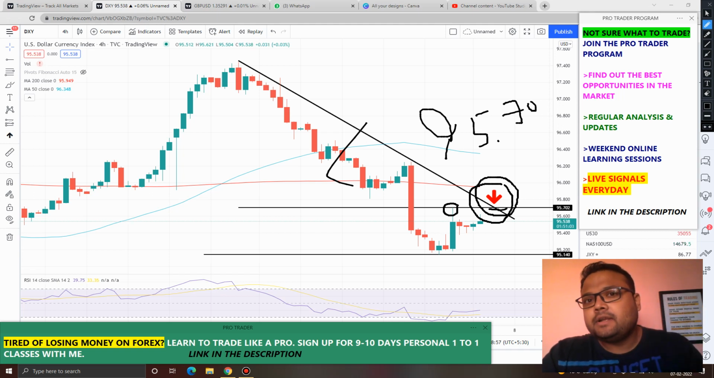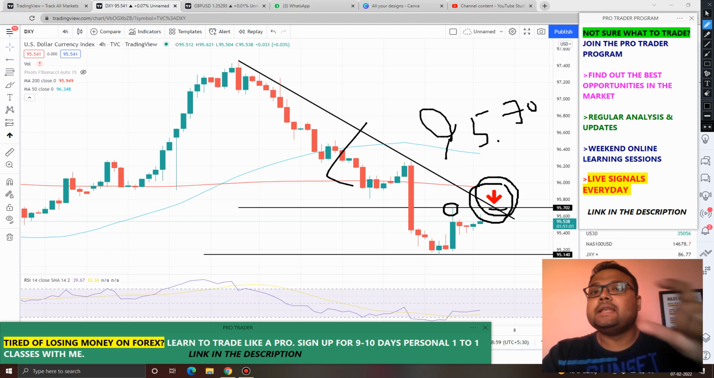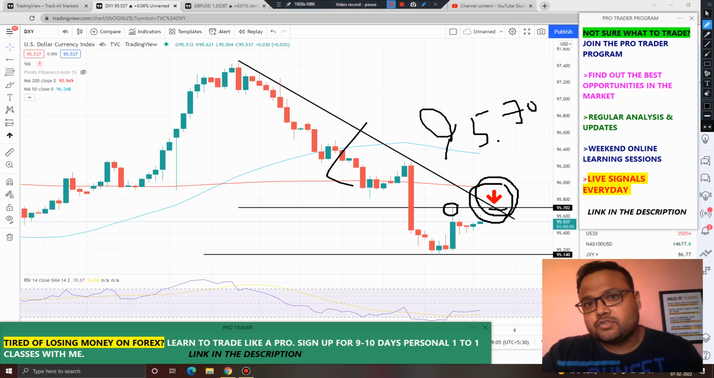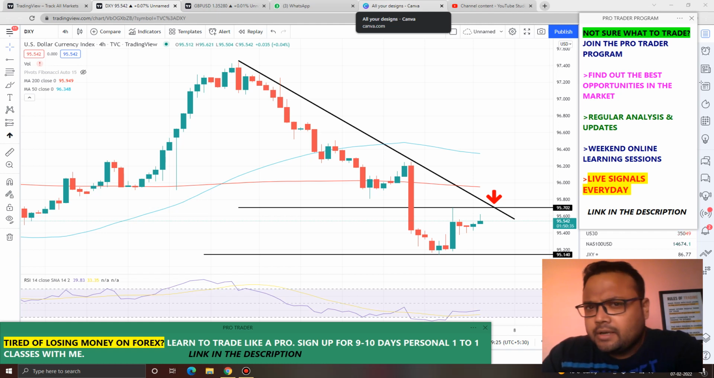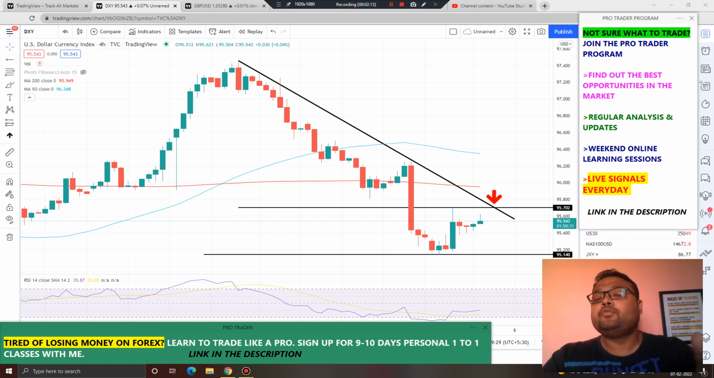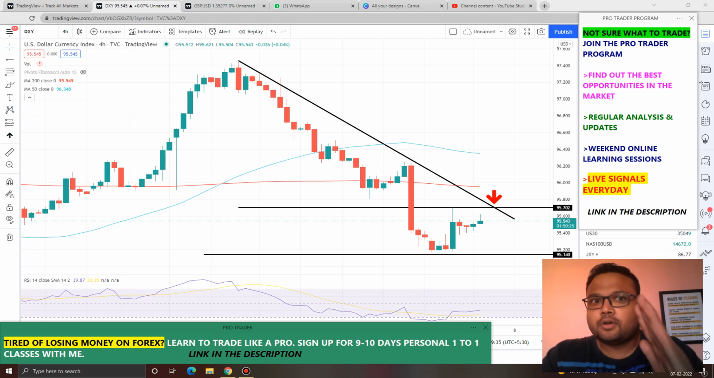To cross this level, DXY needs a big green candle. If that comes up, the game will change again. But otherwise, it will be very difficult for DXY. And as we all know, there is a correlation. When the dollar goes up, we generally see GBP USD going down, and when the dollar goes down, we generally see GBP USD going up. There are some other internal factors as well, but this is a correlation. And if you trade on dollar pairs, USD pairs, then yes, you should know about the movement and the body language of the dollar very well.